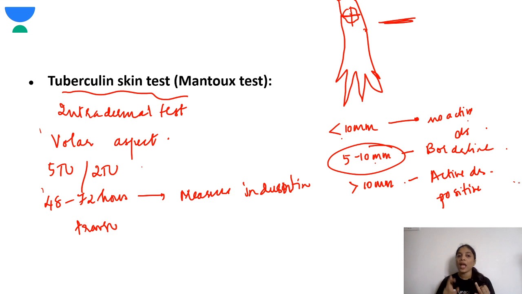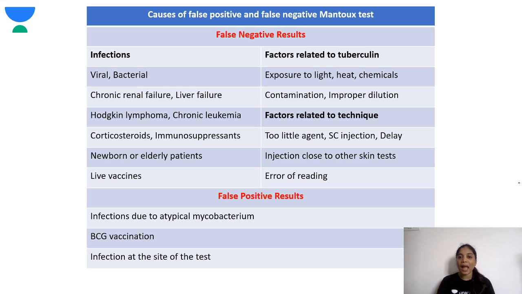It's an intradermal test. It is done on the volar aspect of the forearm, and once you give the purified protein derivative, it is either 5 TU or 2 TU, that is tuberculin unit. Then after 48 to 72 hours of the injection, you measure the induration transversely to the longitudinal axis of the forearm. So how do you interpret? If it is less than 10 mm, it is no active disease. If it is 5 to 10 mm, it is borderline. If it is more than 10 mm, it is an active disease.